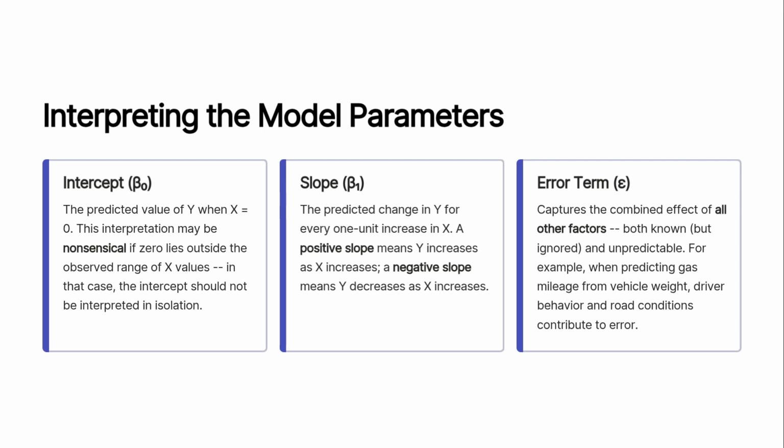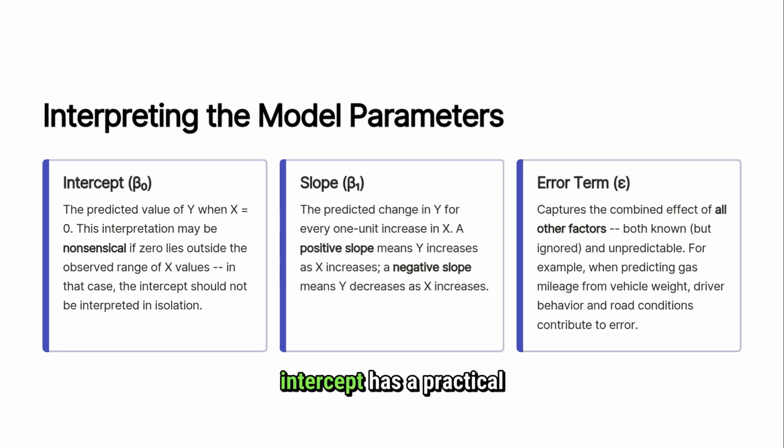Interpreting the model parameters is important because it helps explain how the regression equation predicts the relationship between an input variable and an output variable. A regression model is typically written as y equals beta 0 plus beta 1x plus epsilon, where each parameter has a specific meaning. The intercept, beta 0, represents the predicted value of y when x equals 0. It is the starting point of the regression line.